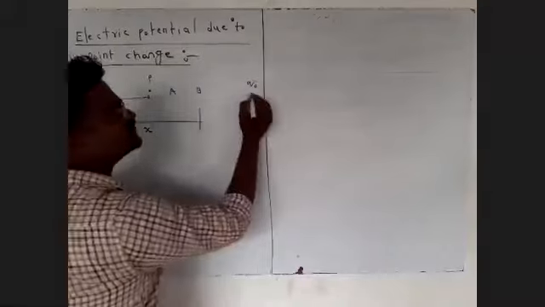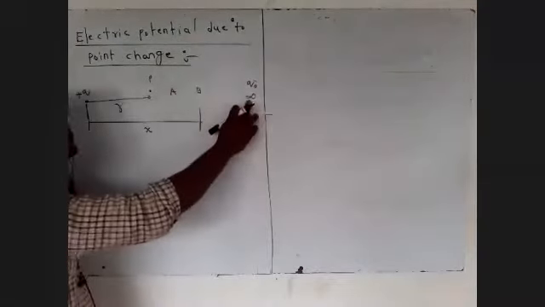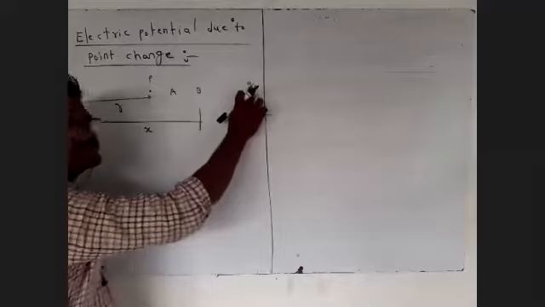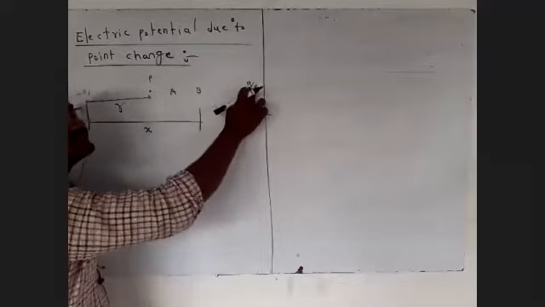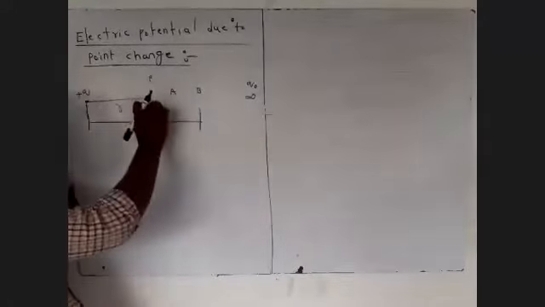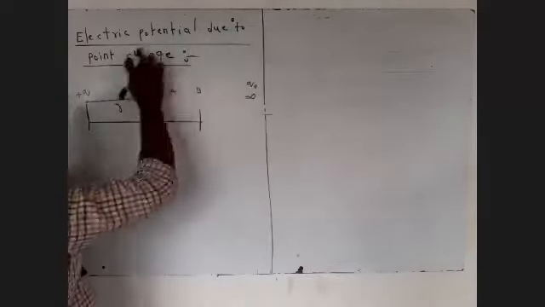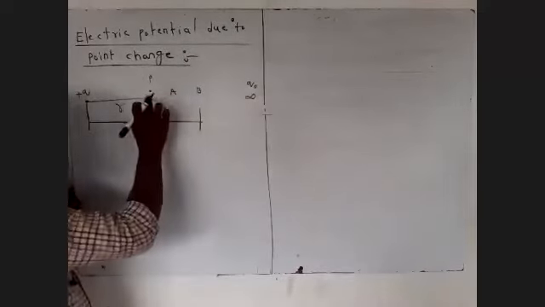This charge is an infinite charge. This is infinity. Q naught is placed at infinity. This Q naught charge is shifted from infinity to point P. So we have to find out the electric potential at the P point.